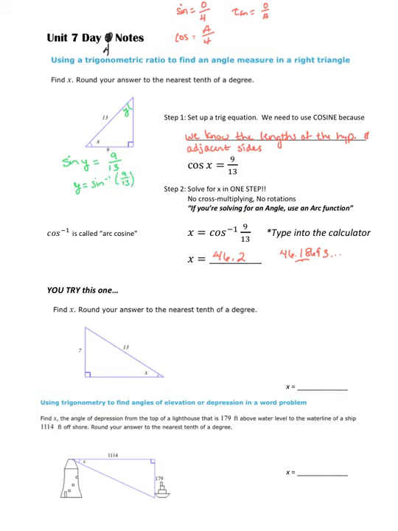Same concept. Plug it into your calculator. 9 divided by 13. You are going to get a different answer, guys, not when you don't do the right function. 9 divided by 13. 43.8 degrees. Now I'm going to show you how to check this.